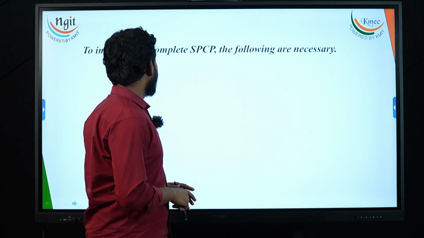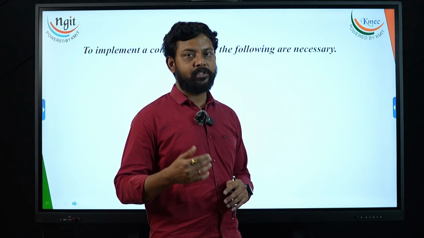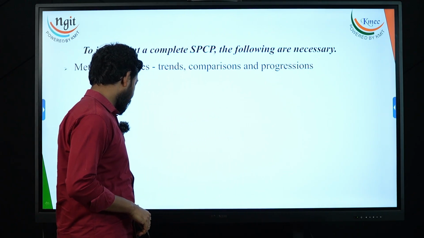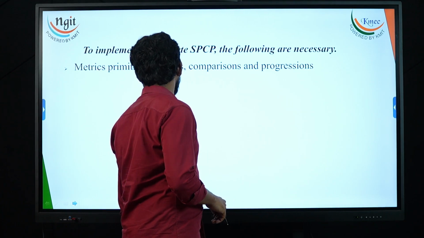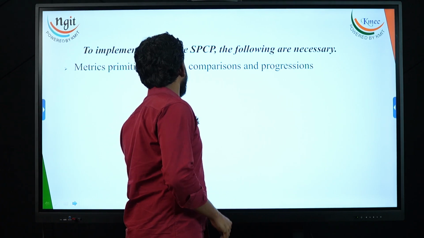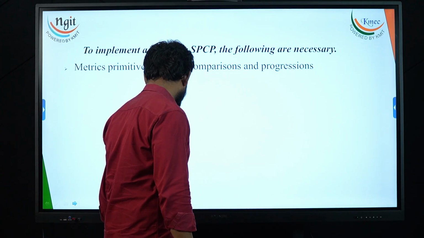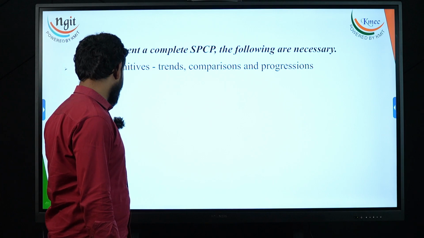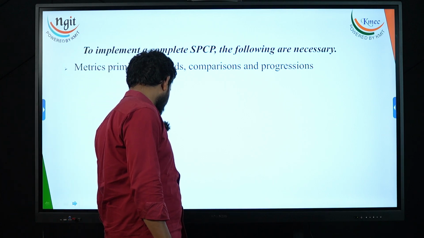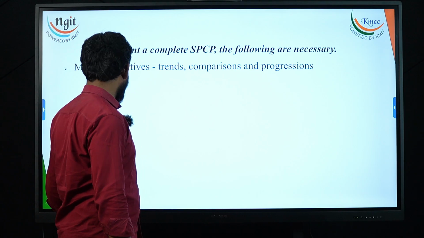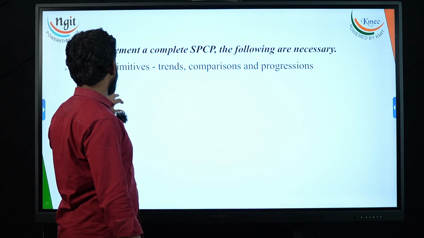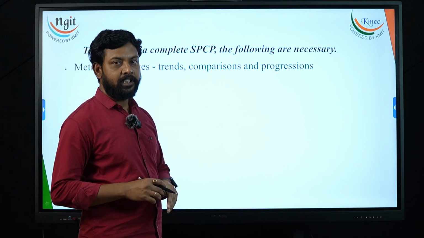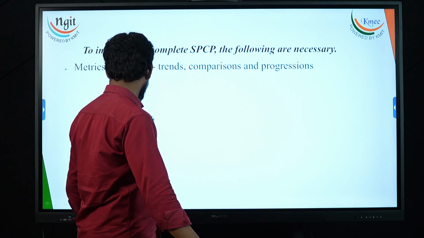Fine. In order to implement your complete SPCP, you are supposed to follow a set of steps. What are the necessary steps you are supposed to follow? We'll look into them now. So first, your metrics are primitive in nature. What do I mean by this? They are the basic metrics, and they are supposed to work with the trends, comparisons and progressions that can be taken into your project.